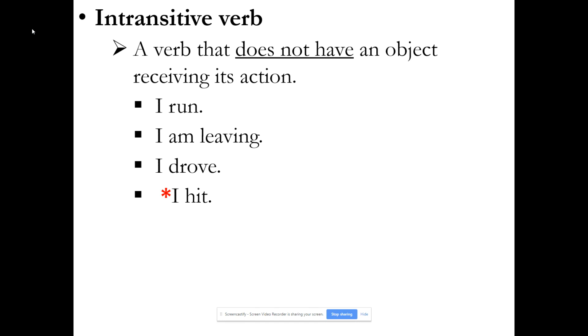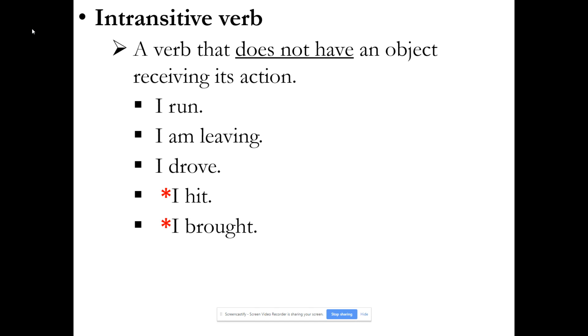I hit what? Right? You need an object. In this, the verb hit, in fact, requires at least one object. Same thing with I brought, right? I brought requires one object. If you try to use these verbs without at least one direct object, then they don't make sense, right?